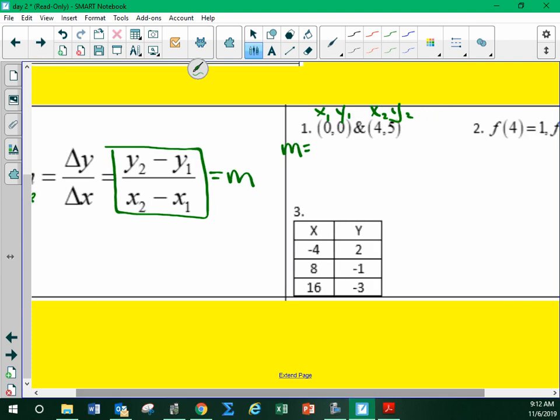So I do y2 minus y1. So here's my y2 minus my y1. So 5 minus 0. Remember, y on top, x in the bottom. Okay. So y2 minus y1, my second one minus the first one. Now my x's. I have 4 minus 0. 4 minus 0. So 5 minus 0, 4 minus 0. Alright, and then we just simplify.